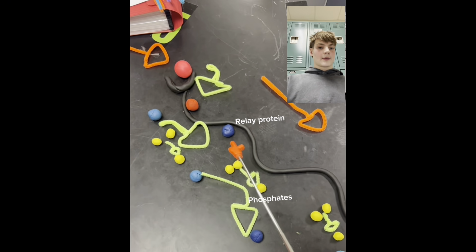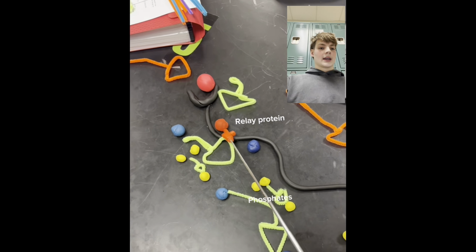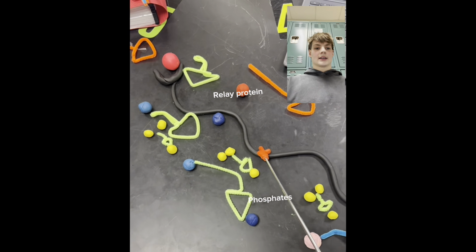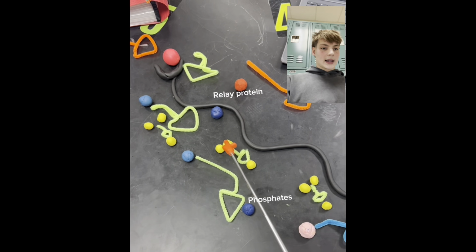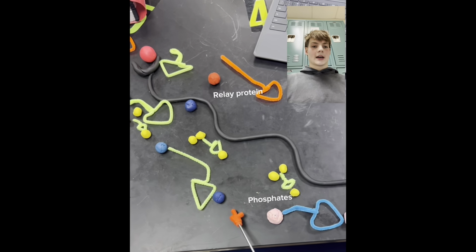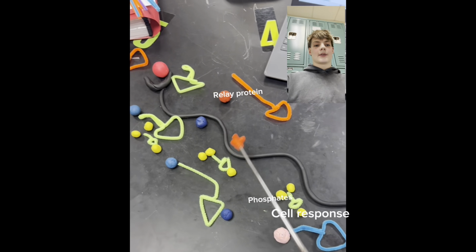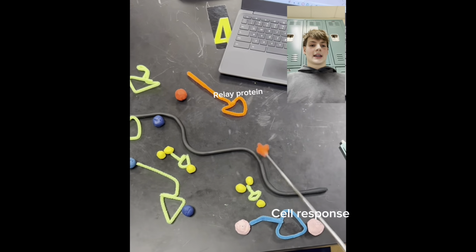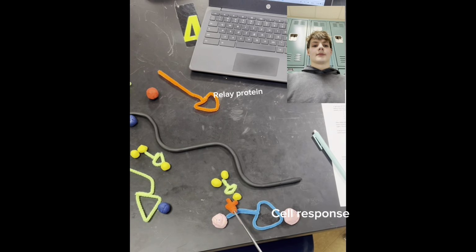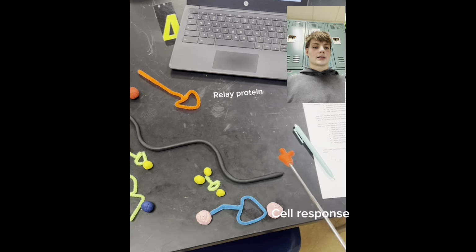In the third step, phosphorylation chain reaction, now the real cascade begins. Kinase A becomes activated, then kinase A adds a phosphate group to kinase B. Kinase B becomes activated. Kinase B phosphorylates kinase C, which becomes activated, and the final activated protein causes a cellular response.